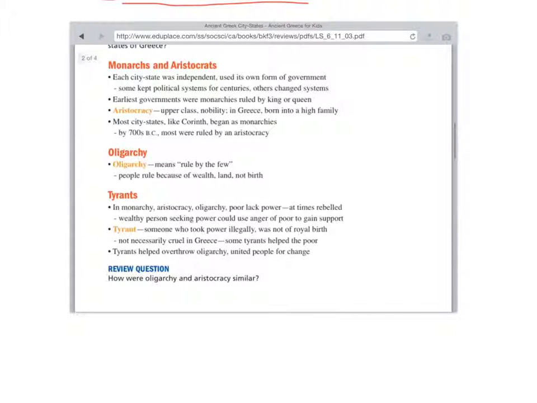They weren't necessarily cruel. Some people hear the word tyrant and think of someone who's mean, but some of them were actually good and helpful. They would overthrow the oligarchy and unite all the people together to make a new government. But tyrants didn't happen everywhere. The main forms were monarchs and oligarchy, and then some of them were tyrants.